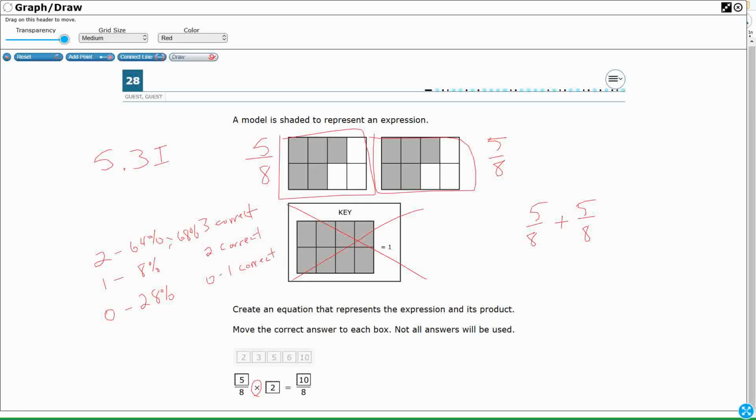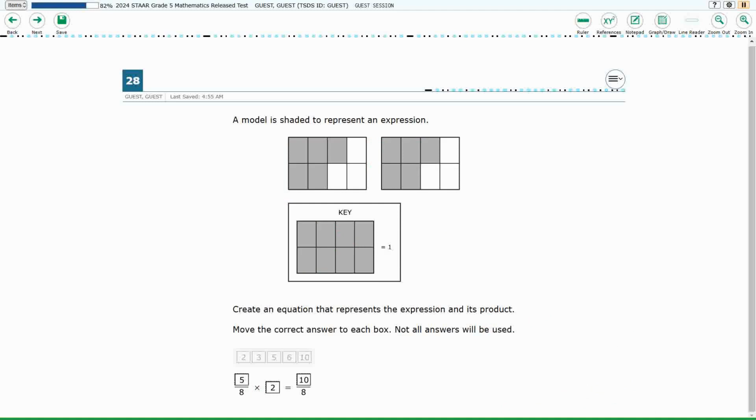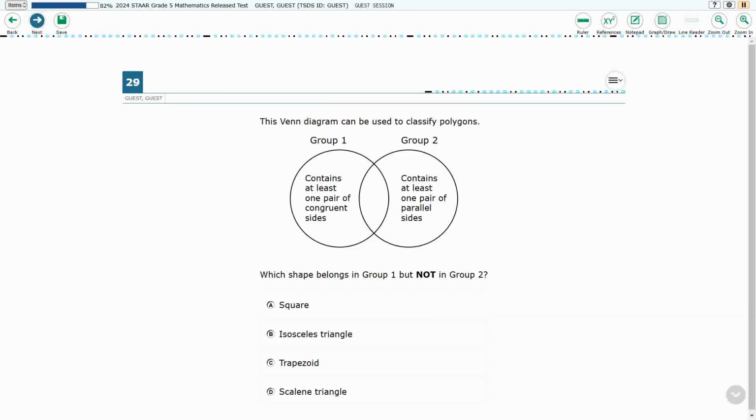So overall, this was very much on the easy side. This is our 7th easiest item on the test. Pretty straightforward, especially with that new concept in 5th grade of multiplying fractions. So kudos to the students of the state of Texas.